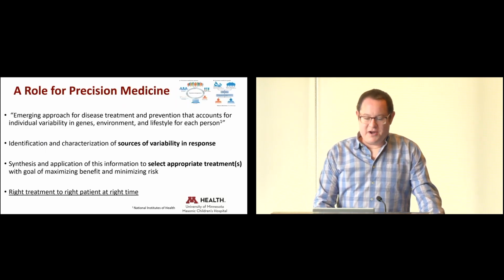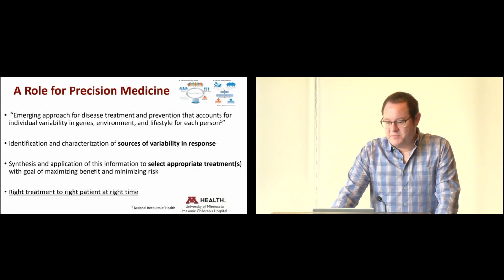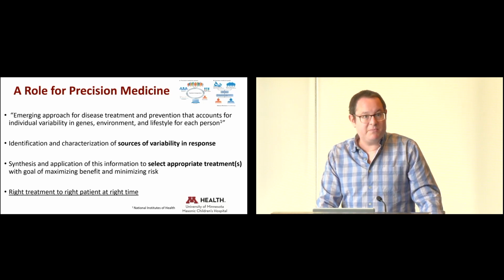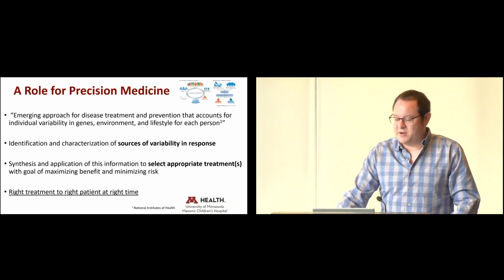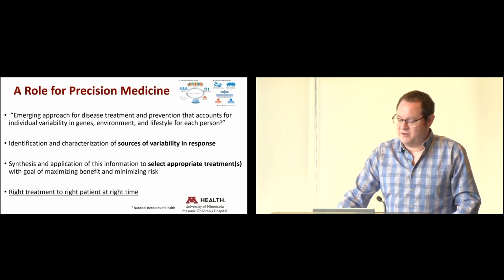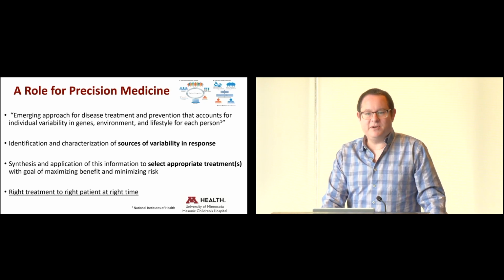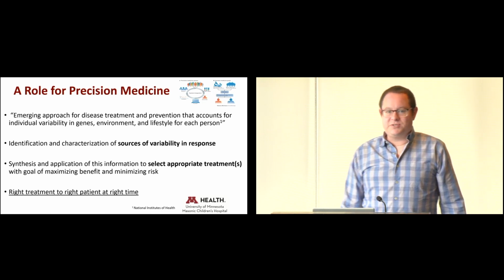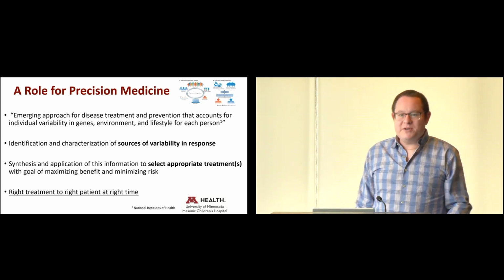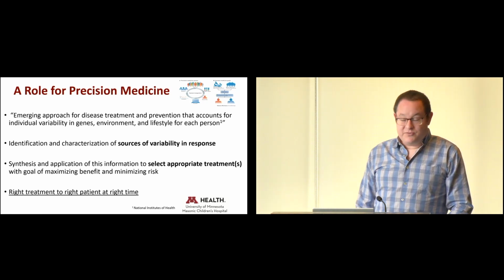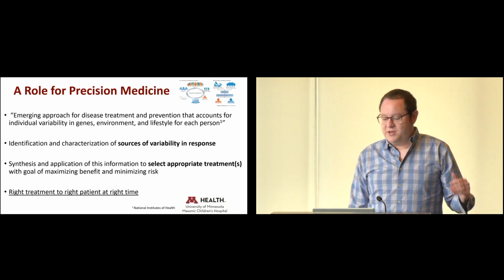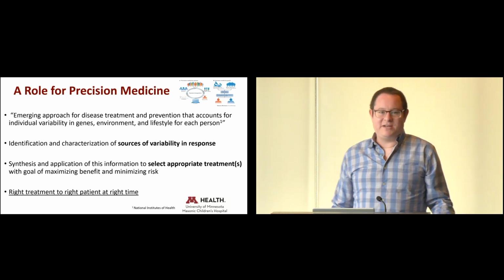Finally, I want to end on a role for precision medicine. Precision medicine is an emerging approach for disease treatment and prevention that accounts for an individual's variabilities in genes, environment, and lifestyle. It's really about identifying and characterizing the sources of variability in response. The goal, and we're working towards this goal, and this is actually the major part of my research program, is to try to develop for each individual person that we're seeing the right treatment for the right person at the right time.